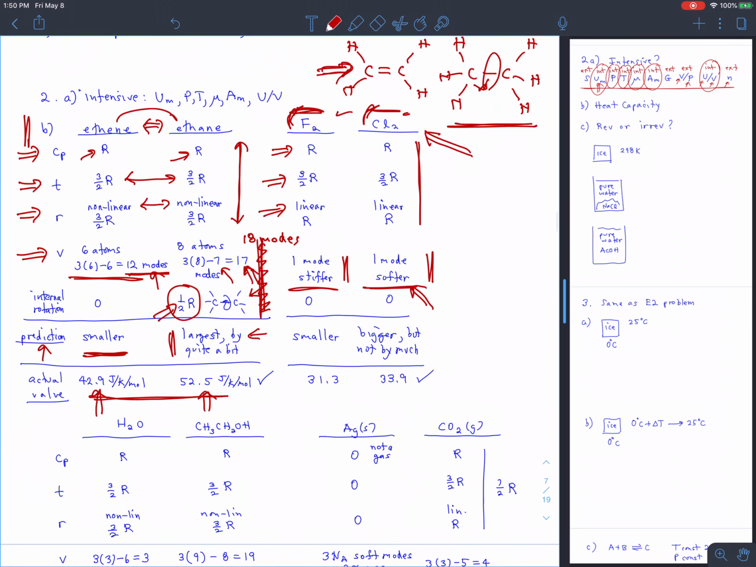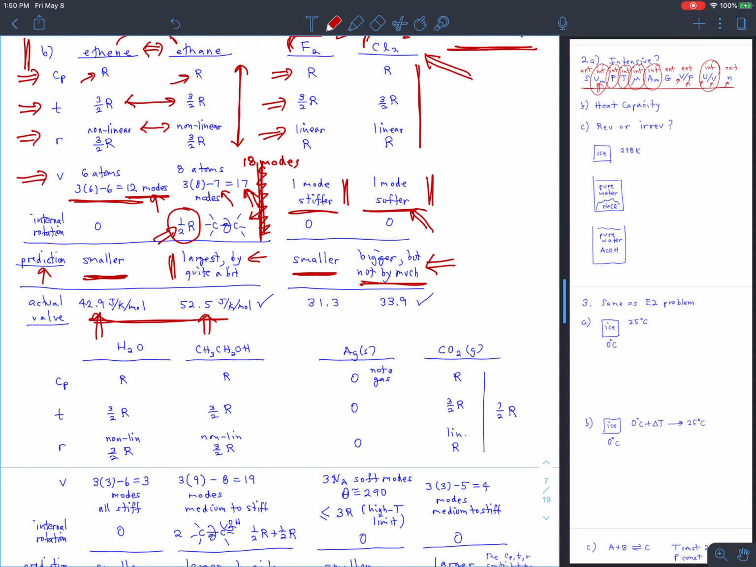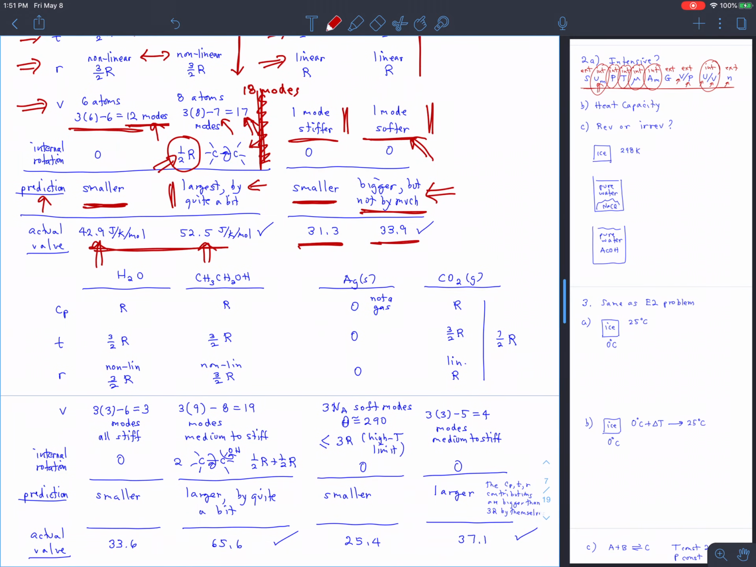And so I predict that F2 will have the smaller heat capacity, Cl2 will have the larger heat capacity, but it won't be a very much larger heat capacity. And if we look it up, it's 31.3 for F2, 33.9 or about 34 for Cl2, so indeed that prediction and the fact that it's not a very big difference are both correct.